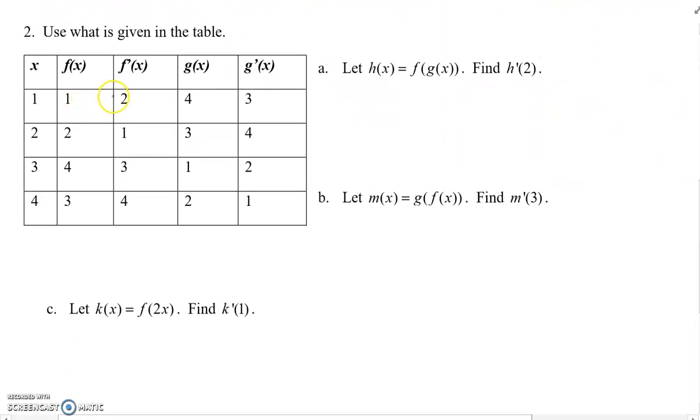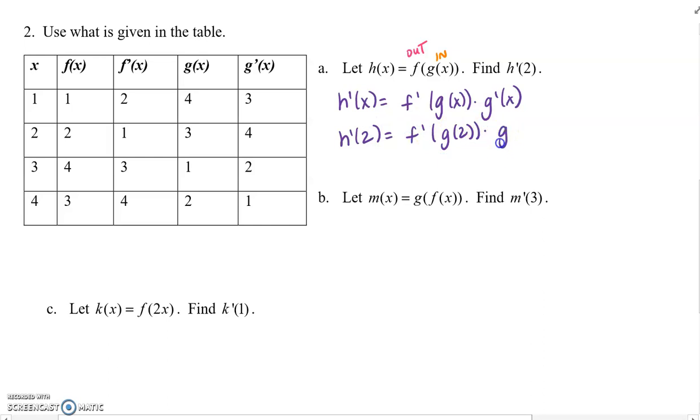So we have a table and it's full of f prime, g, and g prime. And so we have all of these different functions here that use f and g in different ways. So h is equal to f of g, therefore h prime is equal to f prime of g times g prime. And that's because g is your inside function and f is the outside function. And now we have to plug in 2. So h prime of 2 is f prime of g of 2 times g prime of 2.